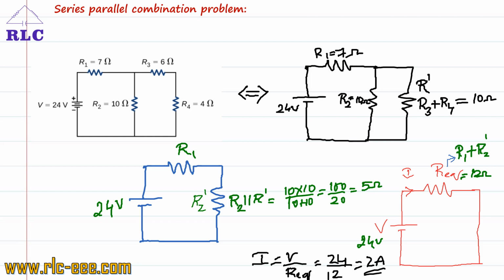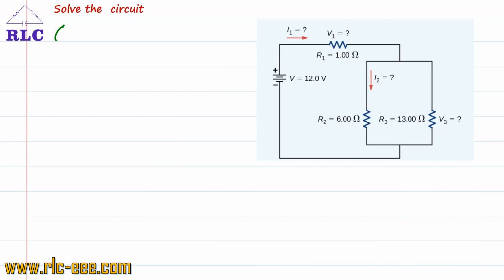Okay, very simple problem. Next is problem number 4. Solve the circuit. They have given the circuit. So in this circuit, first we need to write the given data. What all they have given? Since they have given R1, R2, R3 values, and they have given the supply voltage. What we need to find is I1, I2. We need to find. Correct.